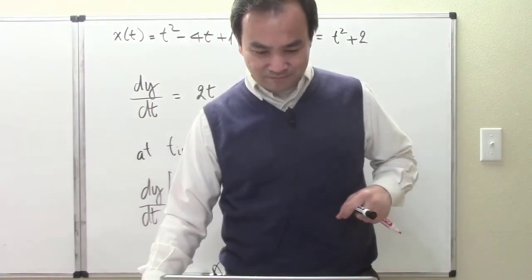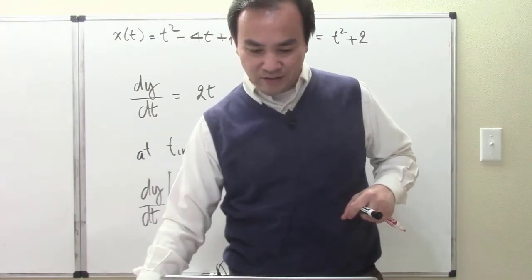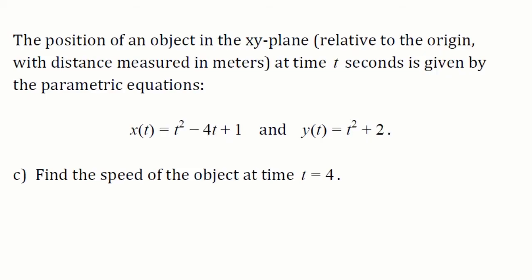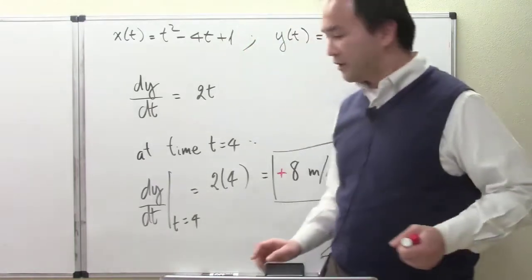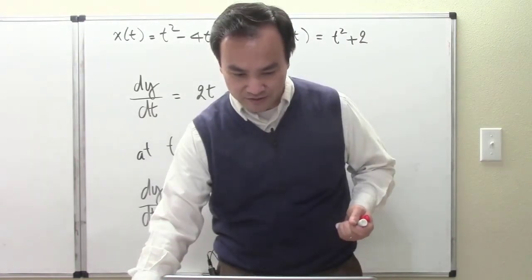So let's now look at the question in part C right here. Let's see what it asks. Okay, so there we go, the exact same wording. The position of that object is described by our two equations, x of t and y of t. The question is ultimately looking for: find the speed of the object at time t equals 4. All right, so now pretty straightforward. Recall again, and now let me move on to the other board.